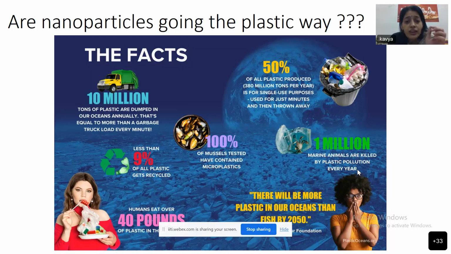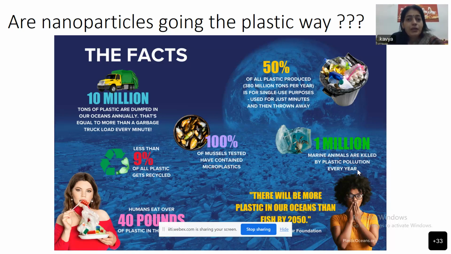Then 100% of the mussels which are tested, mussels are seafood. If you go to countries like Korea and Japan and Far East countries, Vietnam, mussels are one of the favorite foods of the people. They use them for feasts, and 100% of the samples tested have been found to be contaminated with microplastics. And humans eat 40 pounds of plastic in at least one year, and there will be more plastic in the ocean than fish by 2050.